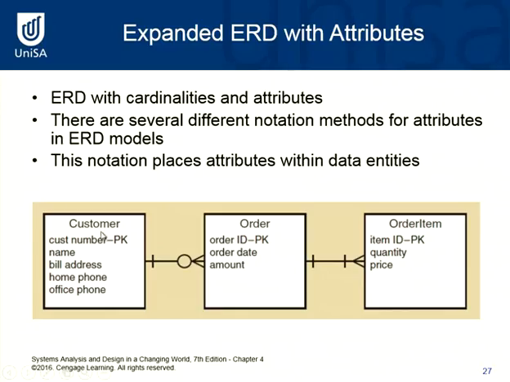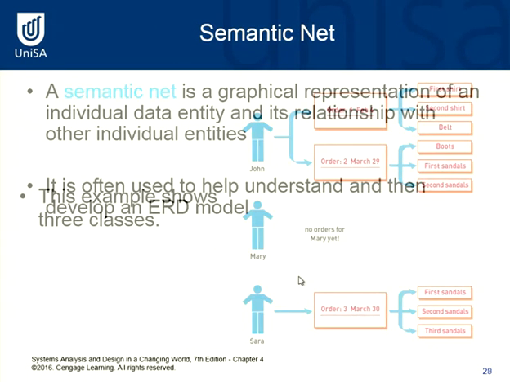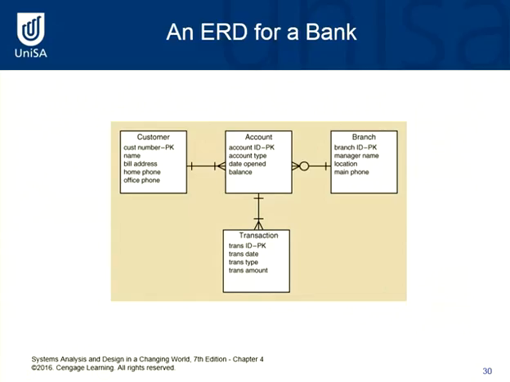So here we can see some entities. We can see the names of the entities. We can see some attributes. And we can see the primary key that's been identified. And we can see that they have cardinality placed here. Okay? I'll skip over the semantic net one, for example, for this point in time.